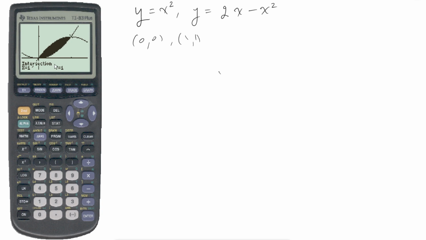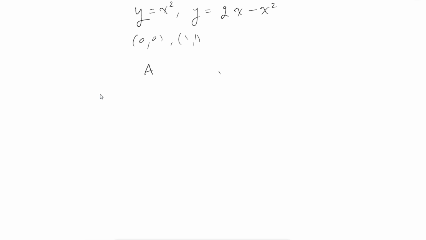For our combined function, the derivative of the area is going to be 2x minus x squared, and then we subtract our second function, which in this case is just a plain old x squared. So our combined function, the derivative of the area function, is 2x minus 2x squared.